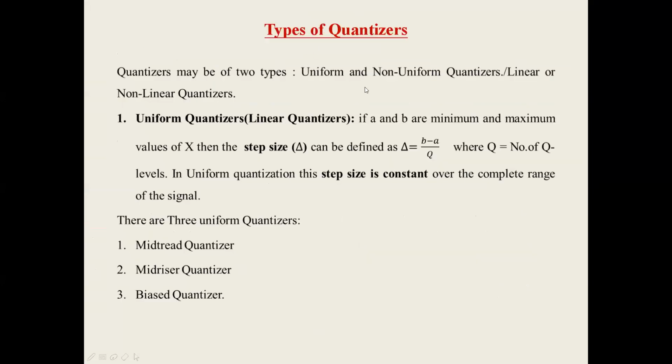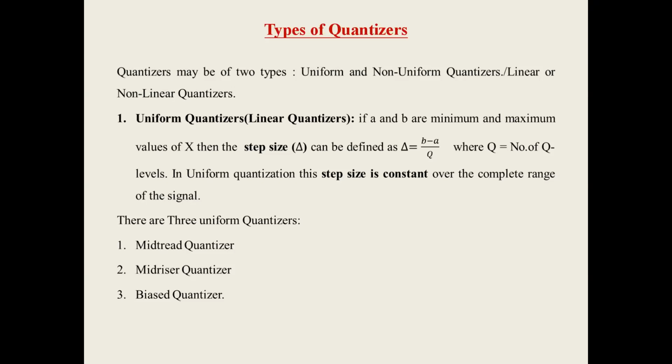Now we will concentrate on the types of quantizers we have. How many types of quantizers are there? Generally, there are two types of quantizers. One is the uniform quantizer and the second is the non-uniform quantizer. We can also call the uniform quantizer a linear quantizer and the non-uniform quantizer a non-linear quantizer. In today's topic, we will discuss uniform quantizers. Why are they known as uniform, and why are they known as linear quantizers?